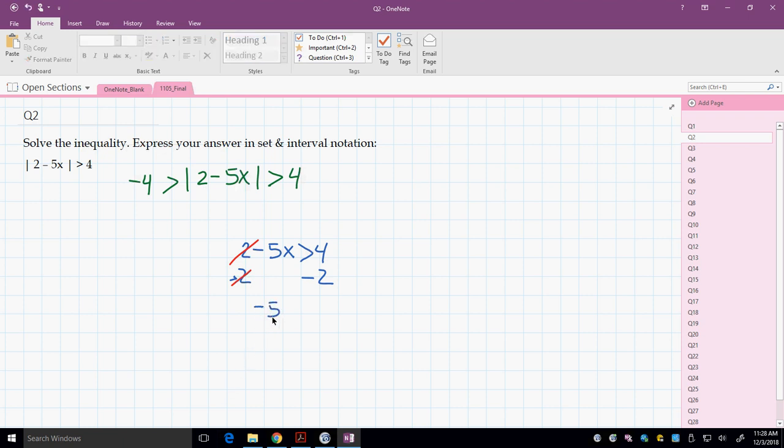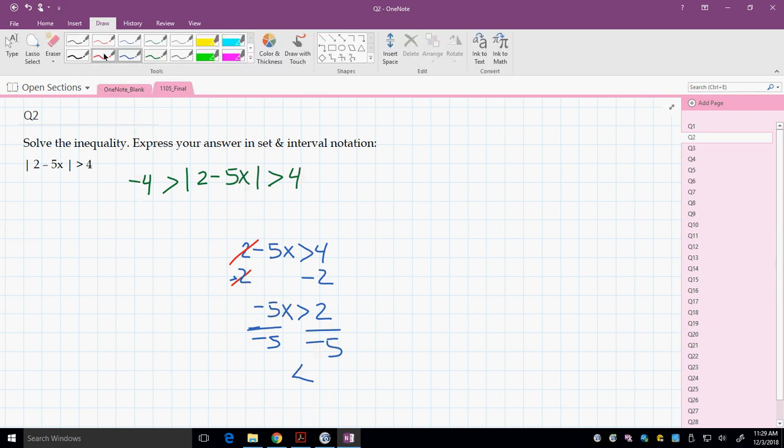We have negative 5x greater than 2, divided by negative 5 on both sides. Every time I divide or multiply by a negative number, the sign flips. So the 5 cancels with the 5. Now I have x is less than negative 2 over 5. That is one of the answers.